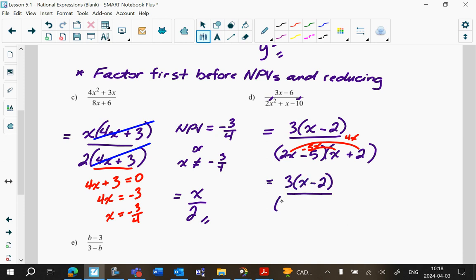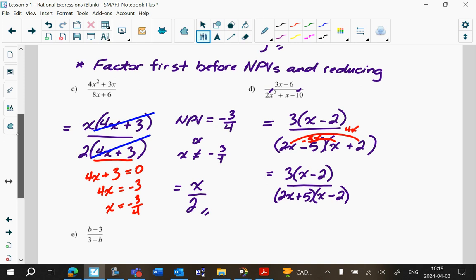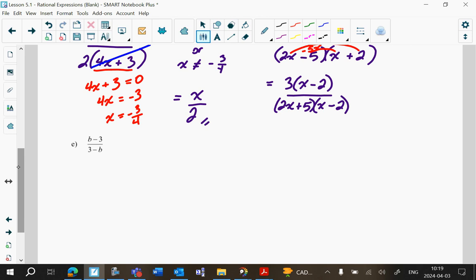So 2x plus 5, x minus 2. Okay, so now I've got it in factored form. Now I've got to do my NPVs. What values of x will make the denominator 0? Well, I've got to figure out what value of x will make 2x plus 5 equals 0, and I've got to figure out what value of x will make x minus 2 equals 0. Those are my NPVs.